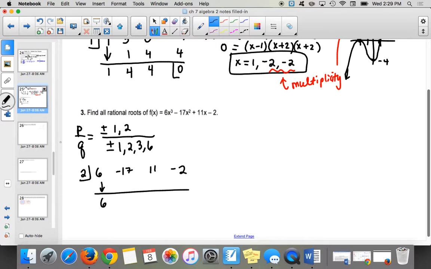So let's see. 2 times 6 is 12. Add straight down, I get negative 5. 2 times negative 5 is negative 10. Add straight down, I get 1. 2 times 1 is 2. Add straight down, I get 0. We were lucky, weren't we? It worked. Yeah? Why does 2 over 2 not simplify to 1?